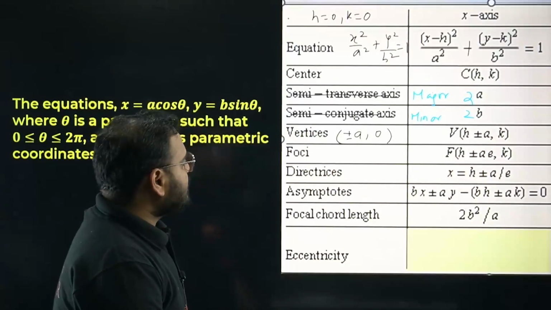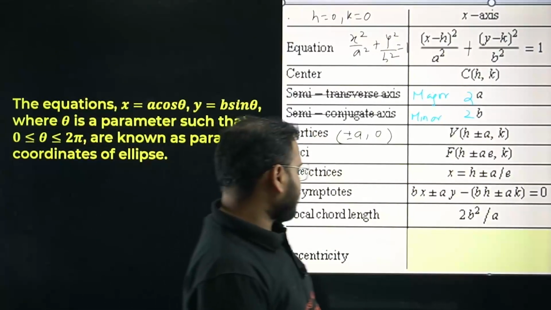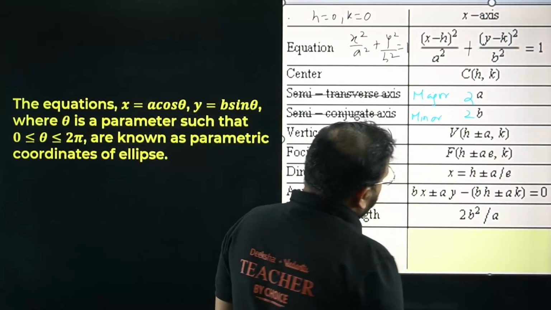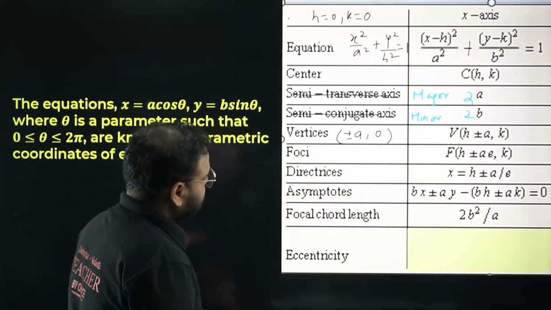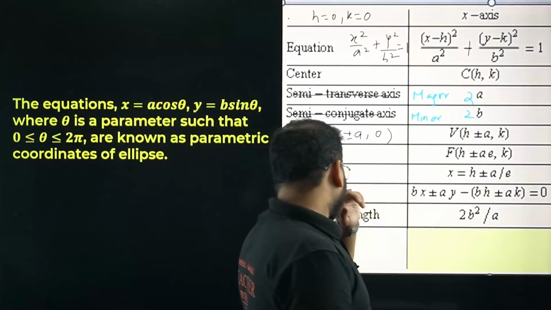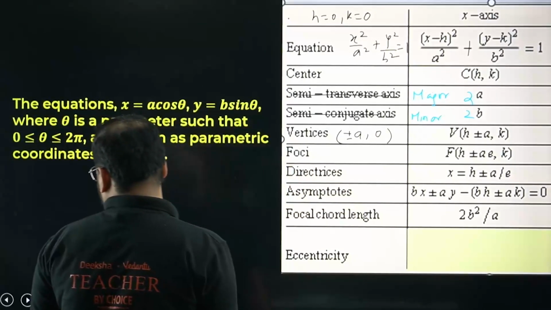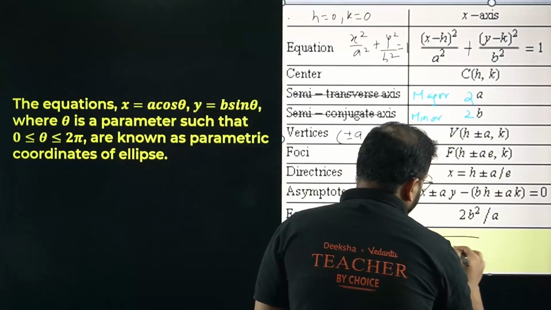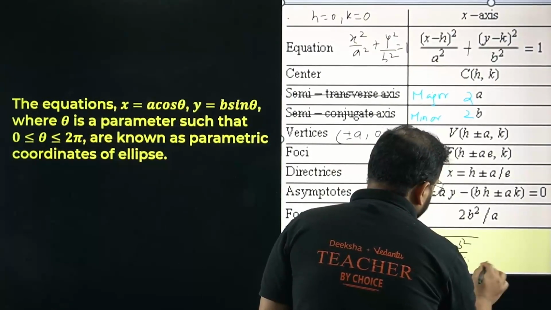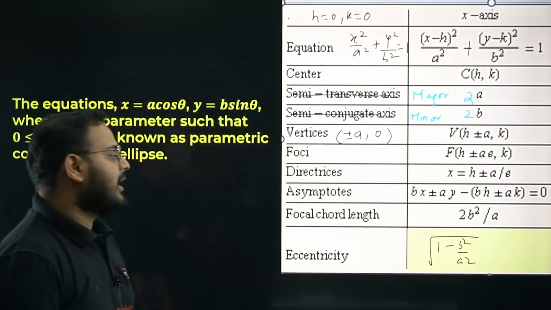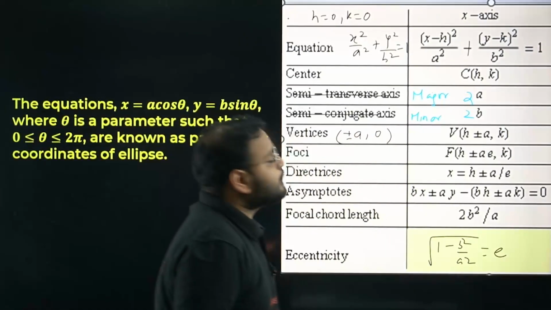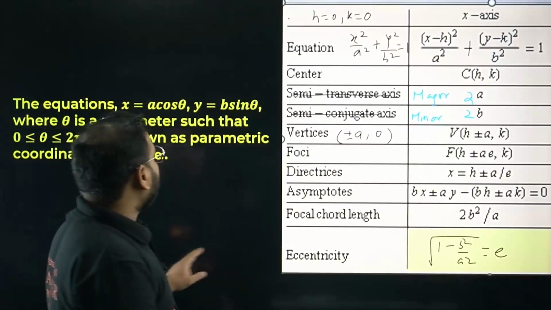So rest all things are right. Great. Again, please check. Now focal length is also right. Eccentricity, I have to write this. So this will be root of 1 minus B square upon A square. This is your value of E. Please cross check and let me know. Let's move on now.